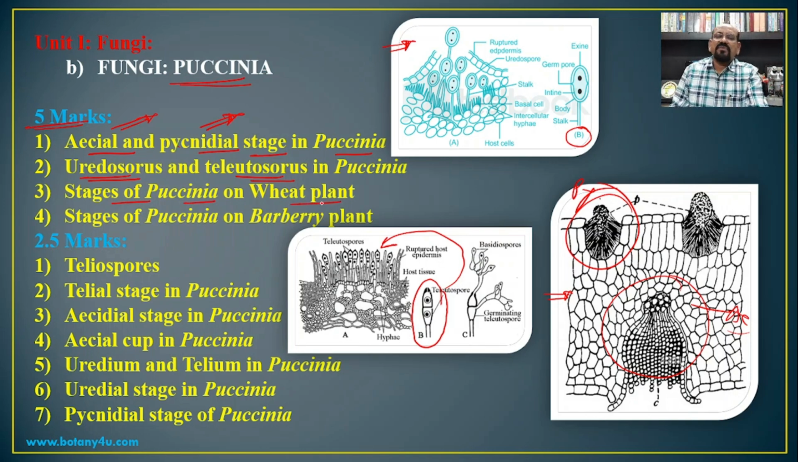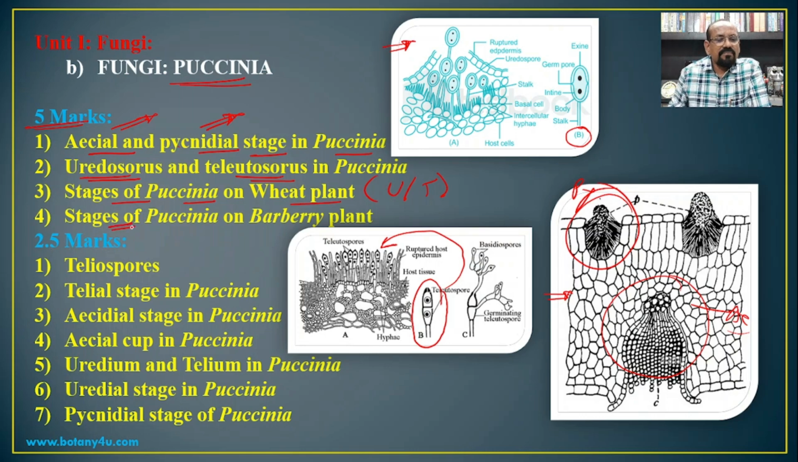For such types of questions, you must know which types of spores are formed on the wheat plant and which types of spores are formed on the barberry plant. So on the wheat plant, there is formation of the urediniospores and the teleutospores. So we have to provide both of these in case of such a question.